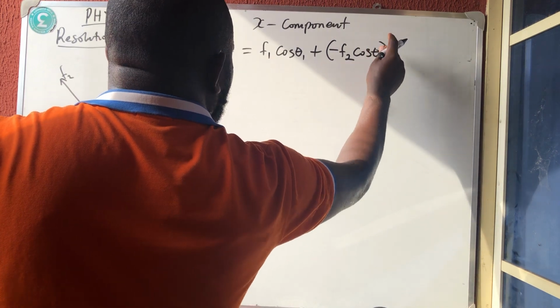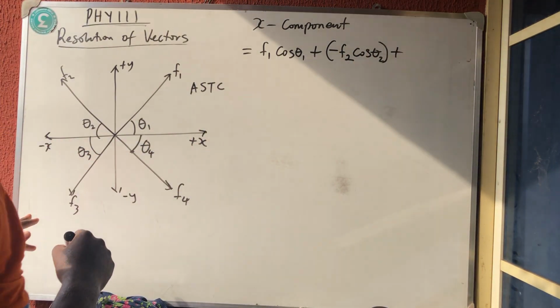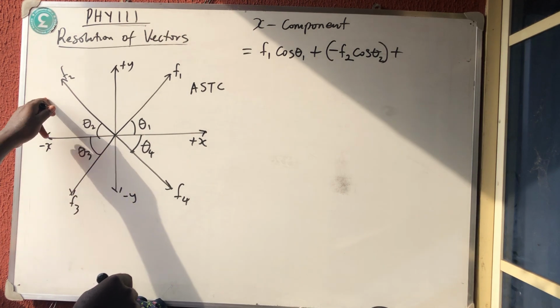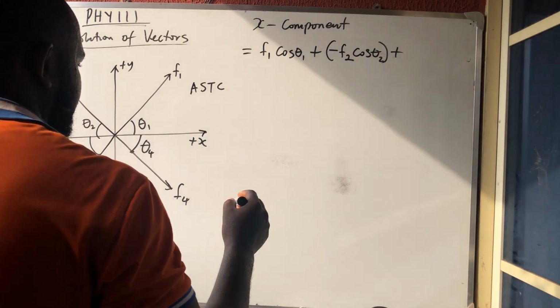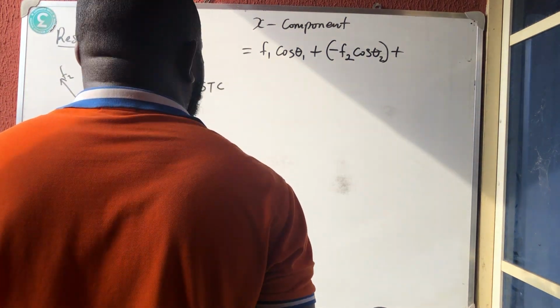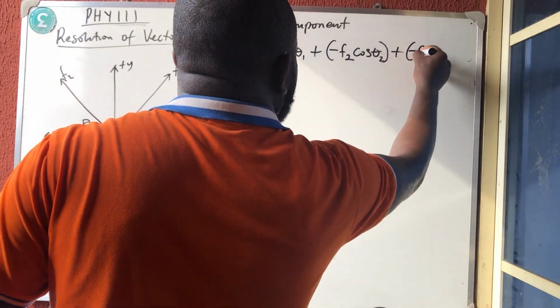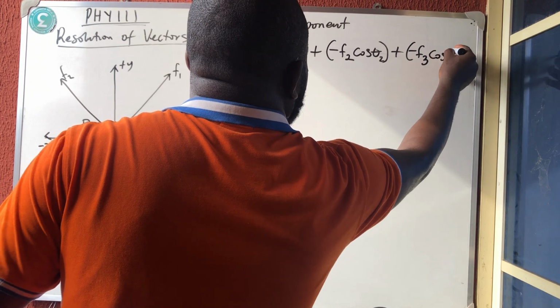Are you getting theta 2? Okay. Plus the next one, this one. Are we resolving it towards or against? If you look at it, we are resolving it towards theta 3. So I'll say, and it's still on the left hand side, plus minus F3 cos theta 3.